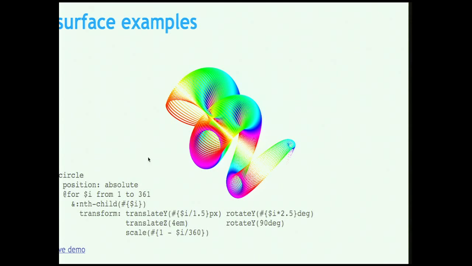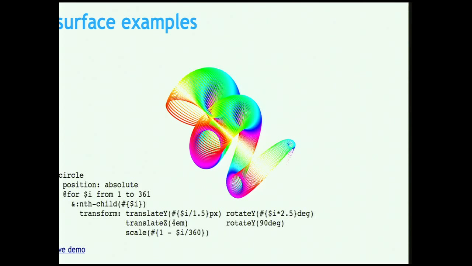And the entire surface is rotated. So the initial y-axis points like this. And the translate simply moves each circle a bit more down, down, down. And the rotate rotates it like this.